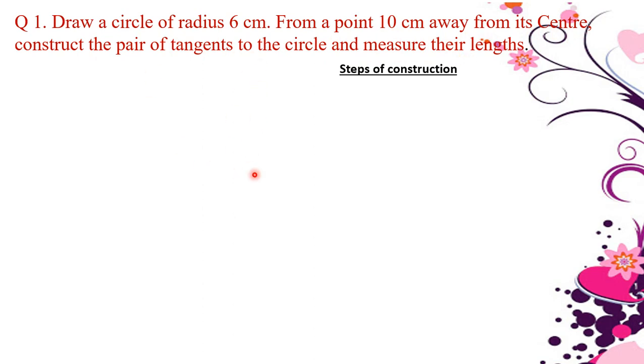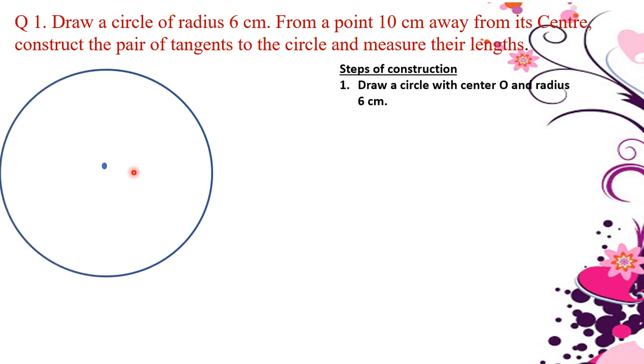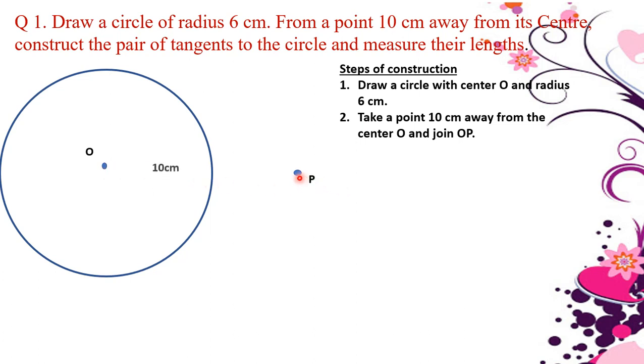So we have to draw a circle of radius 6 cm. Then from the center of this circle, we have to take a point 10 cm away, and from this point, we have to draw the tangent to the given circle of radius 6 cm. So let's draw a circle of radius 6 cm and O is its center. Take a point P at 10 cm. Measure the distance from O to this point, 10 cm, and join OP. So we get the line segment OP equals 10 cm.